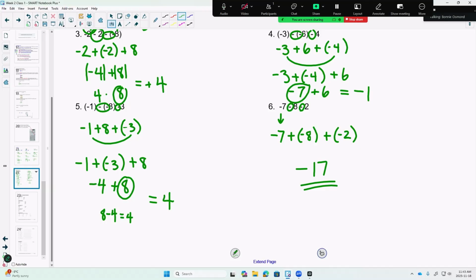Okay, so that's how you subtract integers, by first changing them to addition problems and then following the addition rules.